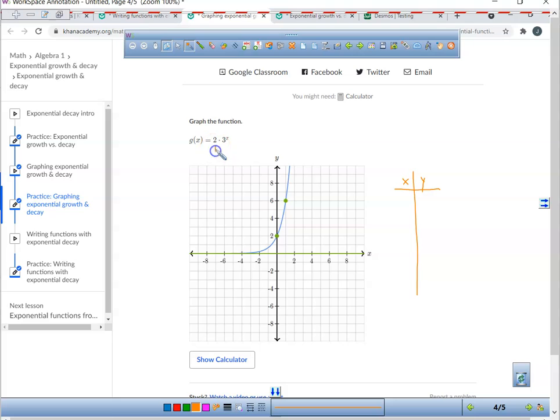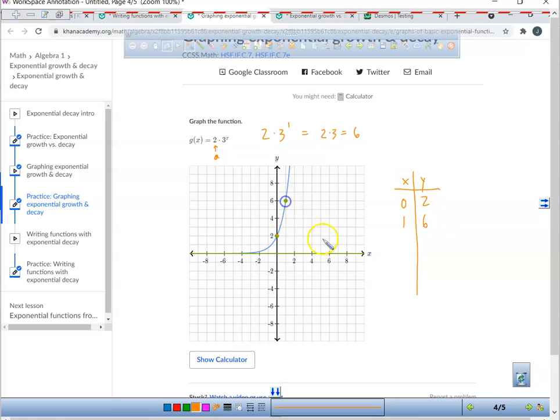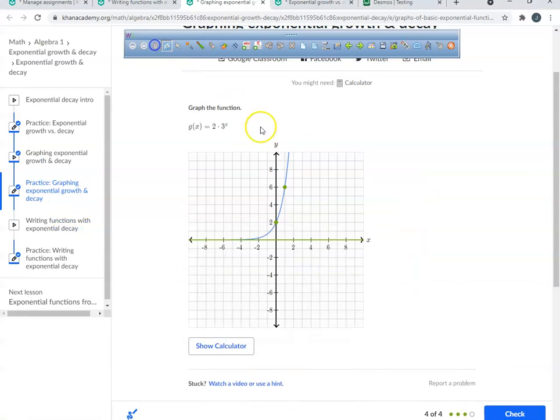I look right here. That's my a value. My a value is always my y-intercept. So I'm at a 0 and a 2. That's why I plotted that. And then I plugged in a 1. And if I do 2 times 3 to the power of 1, that's just 2 times 3, which is a 6. I got a 1 and a 6. And voila, I'm done. 1 and a 6, 0 and a 2, and that's it.